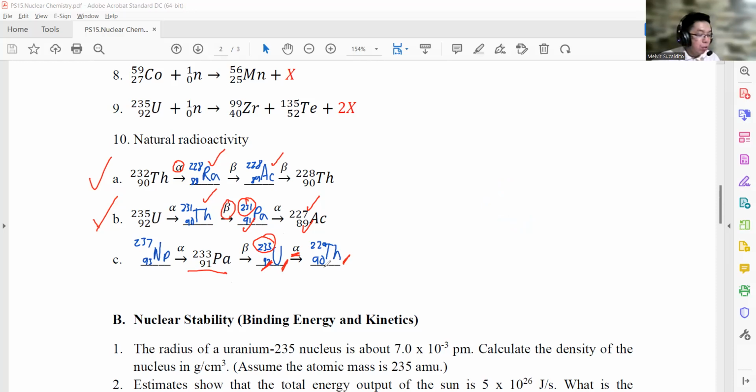So with this, yung natural radioactivity, or if you're given a radioactivity series, you can target certain elements that you want using this natural radioactivity or using nuclear transmutations, or transmutation reaction. Okay, so let's now proceed with letter B, nuclear stability or nuclear calculations.